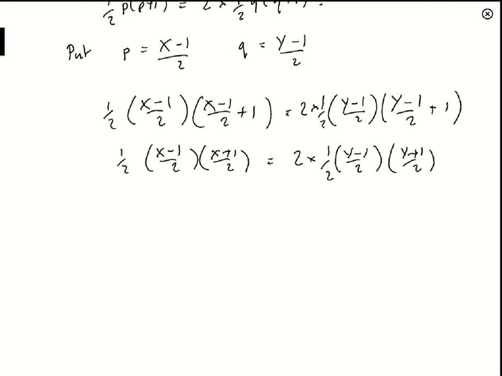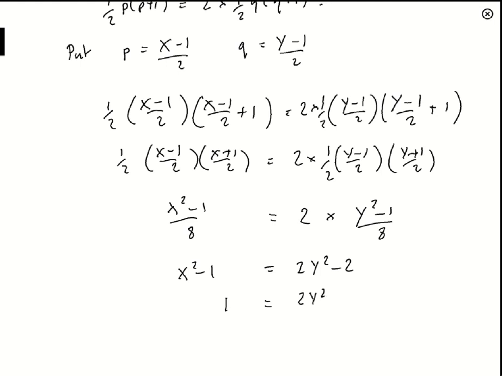And then all kinds of things happen. I'm left with x squared minus 1 over 8, difference of two squares, is equal to twice y squared minus 1 over 8. And then what I've got to do is just a little bit of work. x squared minus 1 equals 2y squared minus 2, because I'm doubling. And then, well, here's the thing: 2y squared minus 1 minus x squared equals 1. We've got our second equation.